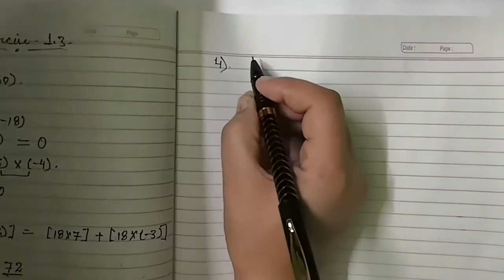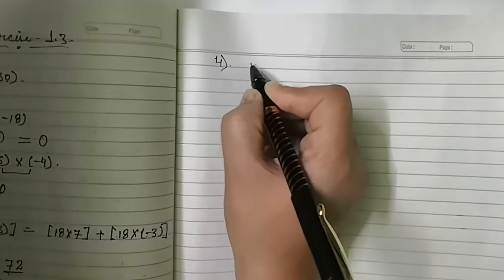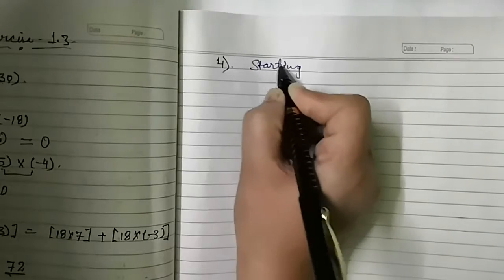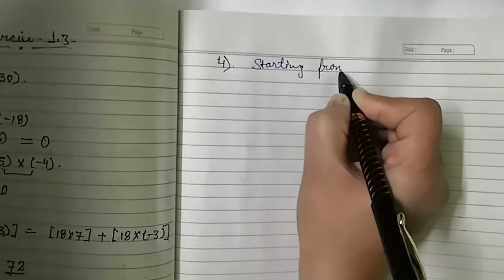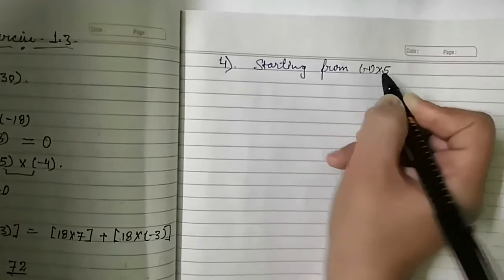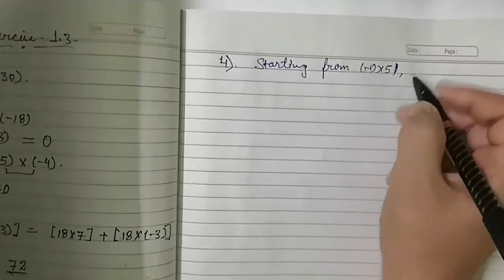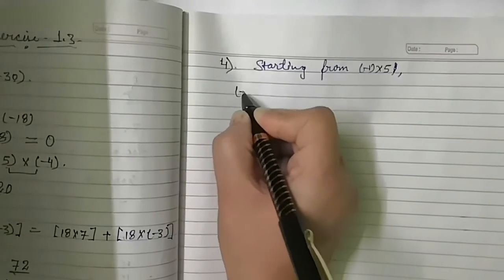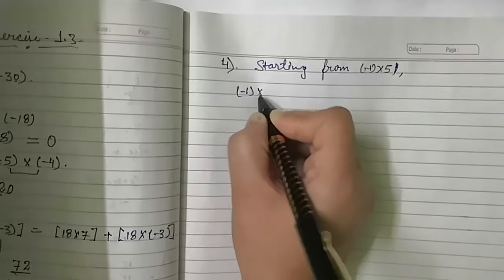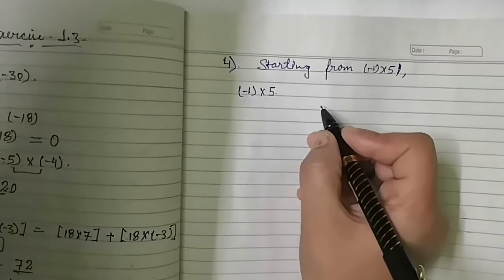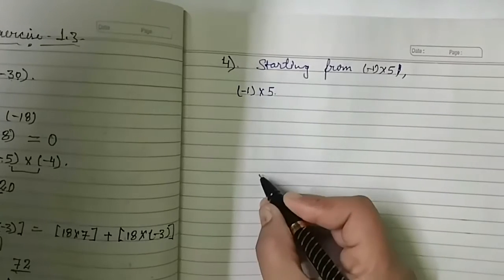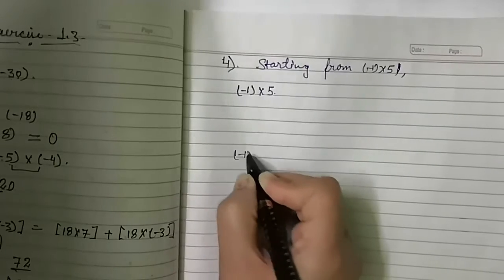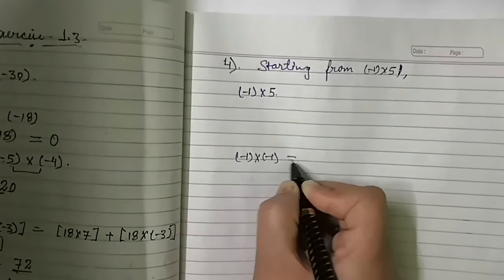Question number 4. I'm writing this question also. Starting from minus 1 into 5. Let's see, minus 1 into 5. And various products we will write. And last we will show minus 1 into minus 1 is equal to 1.